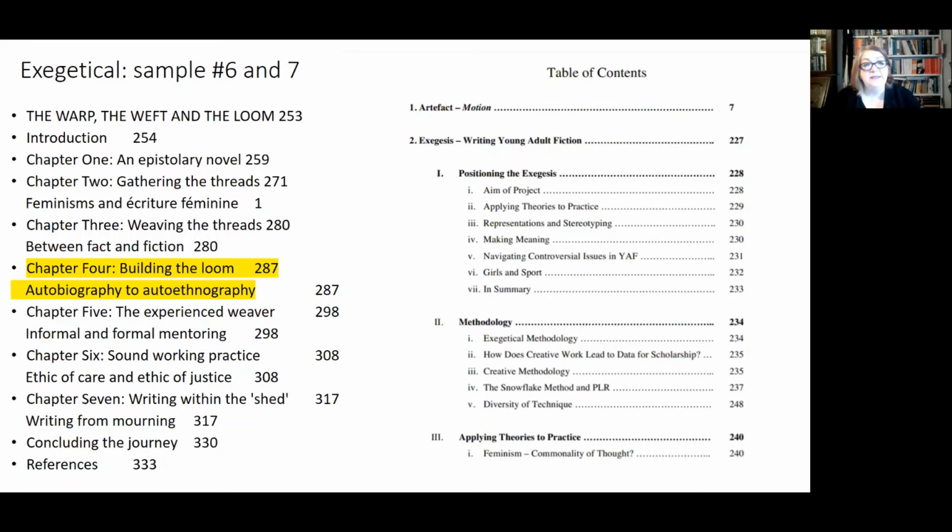And as you can tell from the type of subhead titles of the chapters, gathering the threads, weaving the threads, building the loom, experienced weaver, this is a bit more of a creative approach, and it's not as scientifically worded, because it's a thesis about creative process, so it's allowed to be that.